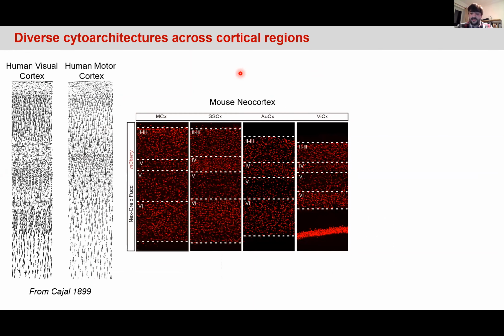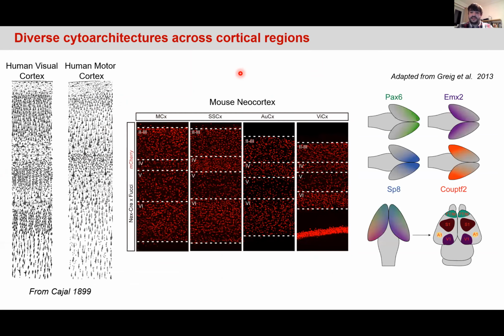And although we know that during early development, this segregation of different regions relies on the activity of certain patterning cues that generate a protomap that will end up in this segregation, how these signals impact the activity of progenitor cells to allow them to generate these different cellular architectures remains to be explored.